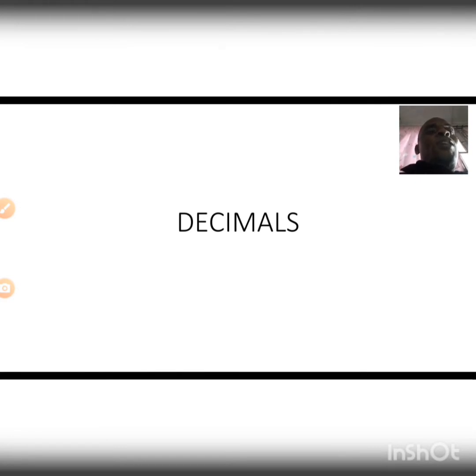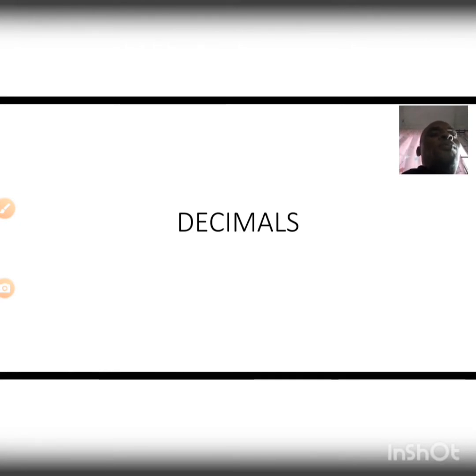In this class, we are going to be looking at how we convert decimals to fractions and fractions to decimals. We are also going to look at some basic operations of decimals. For example, addition and subtraction.